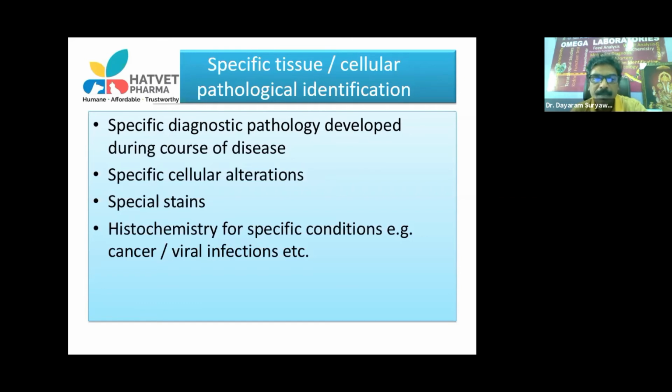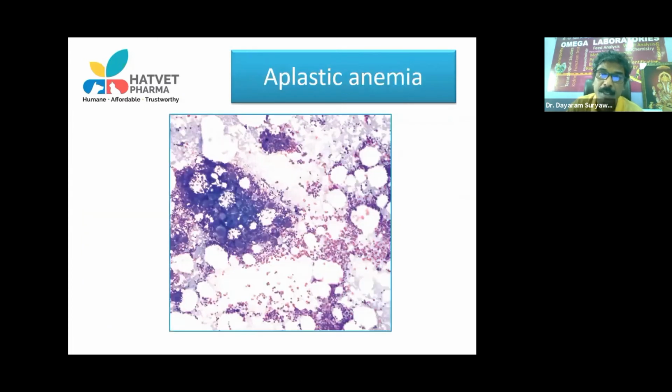In that case, we can go for some special stains. Sometimes we can go for histochemistry in specific conditions, for example viral infections and cancer. To identify more deeply, or more antigenically, we can go for histochemistry of the cytological smears. So the specific diagnostic pathology developed during the course of pathogenesis can be identified with the help of cytology. Now, an example: aplastic anemia.